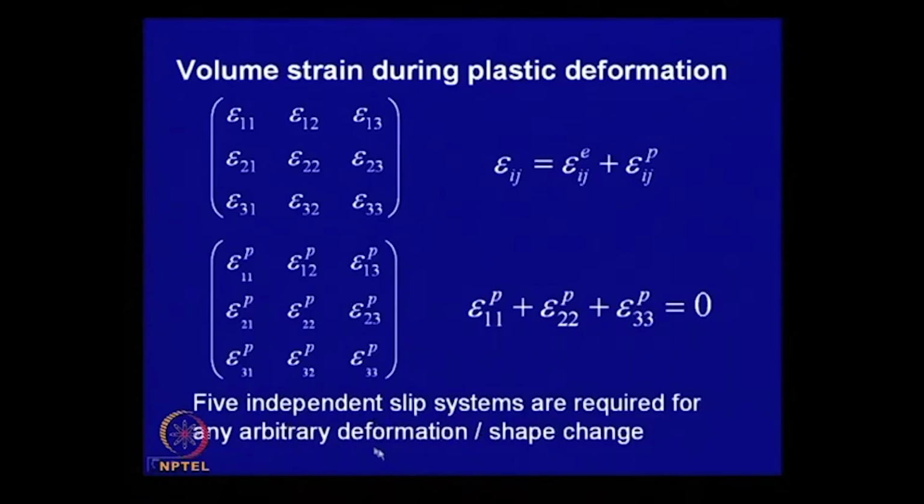So for any arbitrary deformation, if you take a crystal and give it any arbitrary deformation, you need at least 5 independent slip systems. And we have just seen that in a hexagonal close packed structure, you do not have 5 independent slip systems. If you consider only the basal plane, you will have 2. So that is why other modes of deformation become important: either some other slip plane becomes operative, or twin deformation is a must to deform a hexagonal close packed structure.